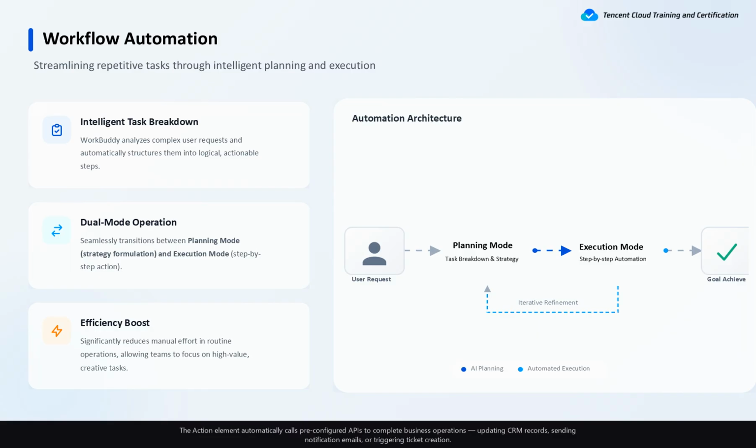The action element automatically calls pre-configured APIs to complete business operations, updating CRM records, sending notification emails, or triggering ticket creation. This perception-think-act automation pattern enables WorkBuddy to serve as an intelligent middleware layer connecting different enterprise systems to achieve automated intelligent operation of complex business processes.